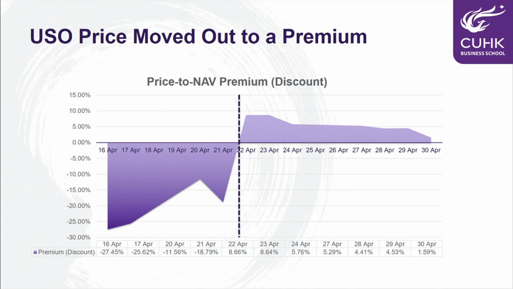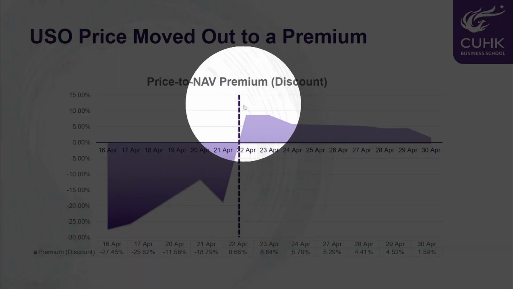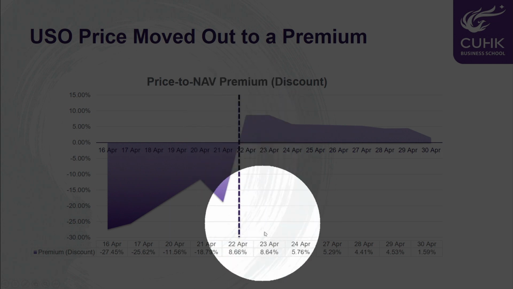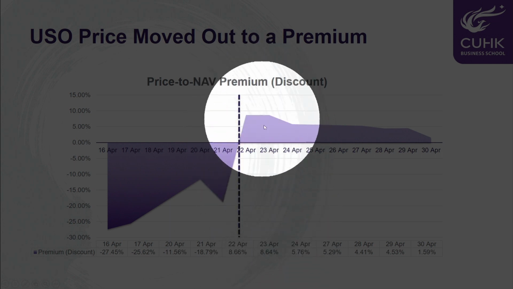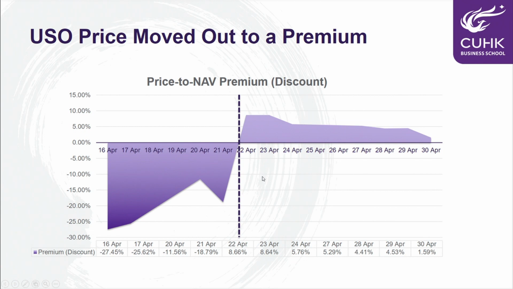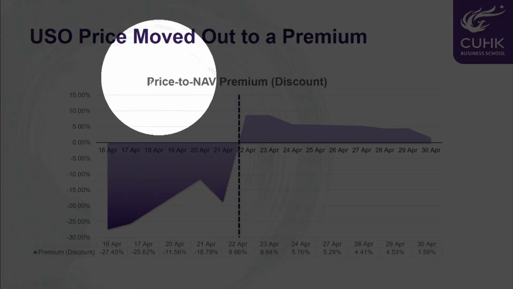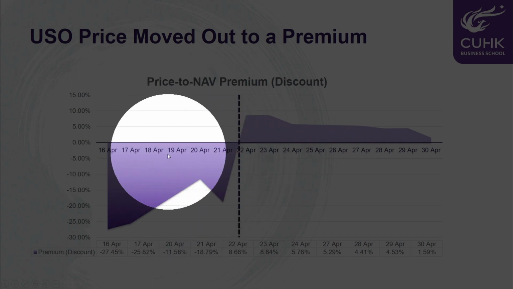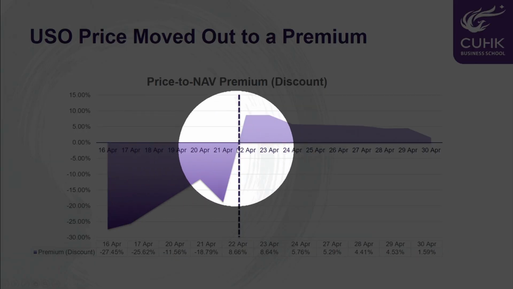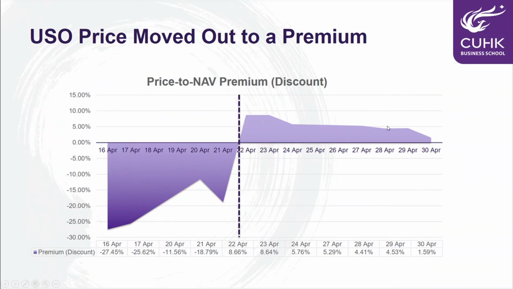The impact of this can be shown by this graph. If you look at the graph here, you will see we have a dashed line. This dashed line is the date of April 21st. On the left-hand side is the period before April 21st, and on the right-hand side is the period after April 21st. What I'm trying to do is look at the price to the net asset value of this fund. I try to calculate the ratio on this.